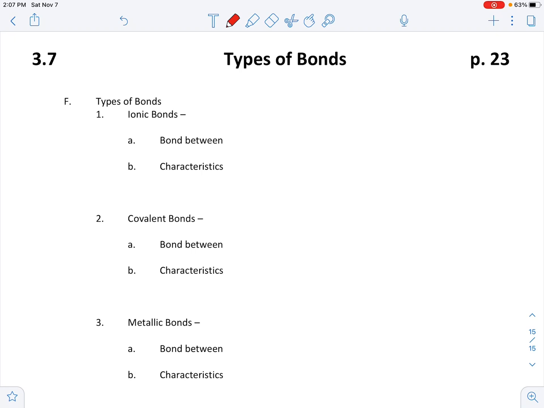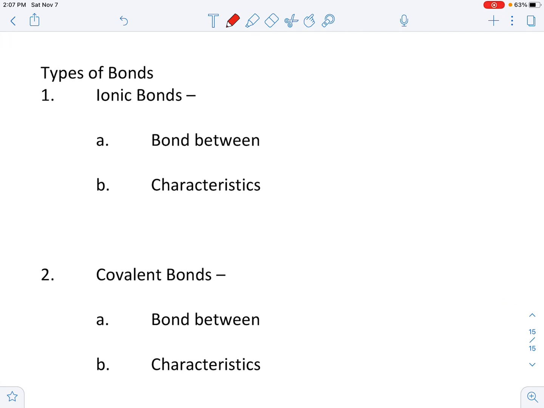Awesome. Okay, so we're on our last page of notes and we're talking about the types of bonds. We've already talked about the types of bonds, so we're going to go a little more in depth with these. The first type of bond we talked about was an ionic bond. This is the attraction between charged particles. We're talking about ions, really, which makes sense because ionic bond, ions.